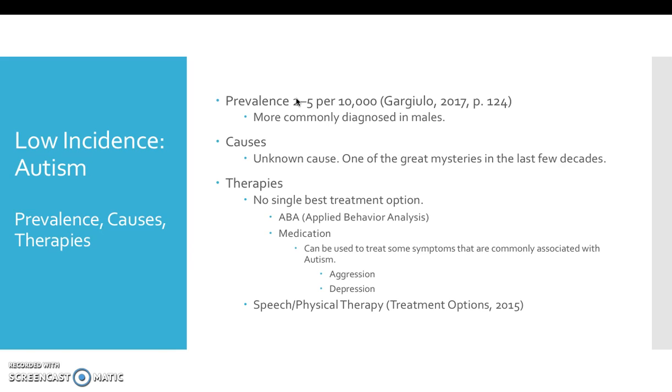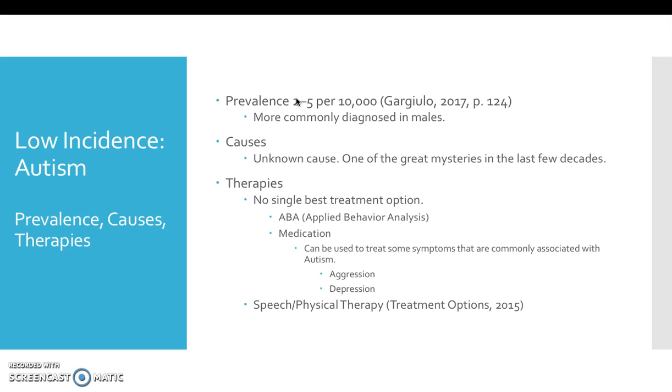Prevalence is 2 to 5 per 10,000 according to our text for this class. It's more commonly diagnosed in males. Unknown causes. It is truly one of the great mysteries of the last few decades. There's no shortage of controversy surrounding autism and its causes and how to treat it. I'm not going to take a deep dive into any of that, but we don't know exactly where it comes from.